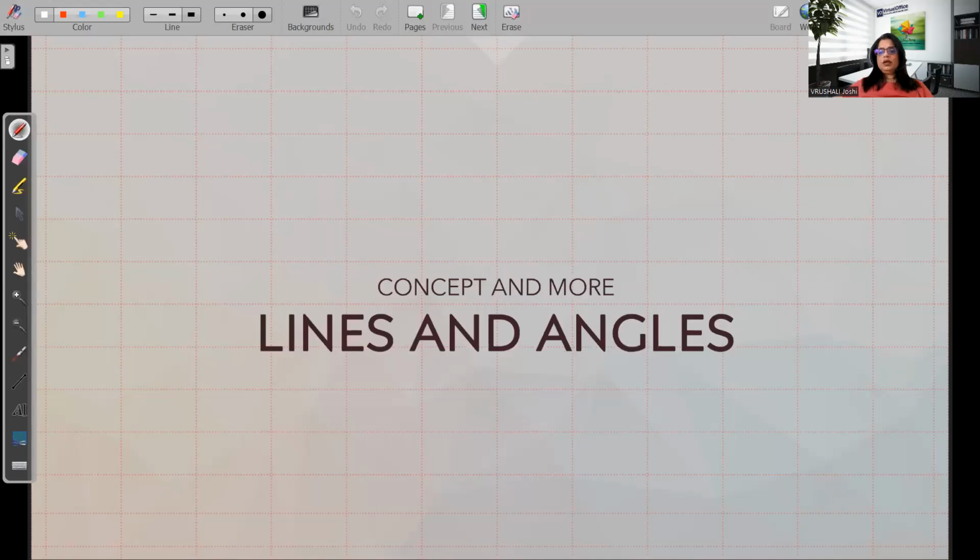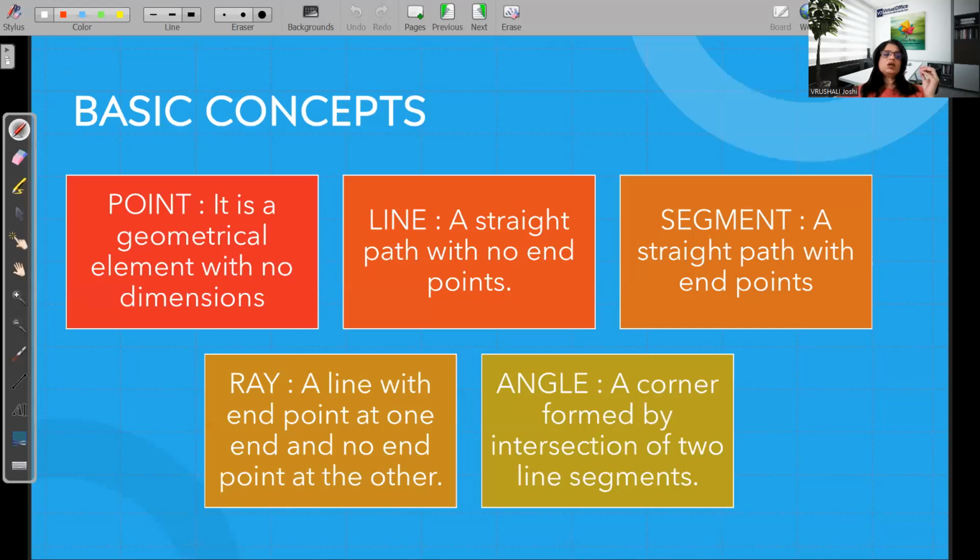All right, so here it is about lines and angles. I hope you're able to see the board. Some basic concepts before we go ahead, as I said. What is a point? A point is a geometrical element with no dimensions. When you give a point, it has no dimensions, no length, no height, nothing. So a point has no dimensions.